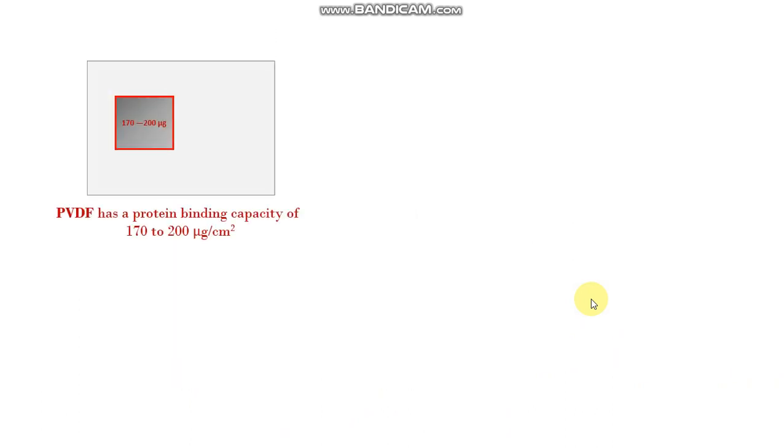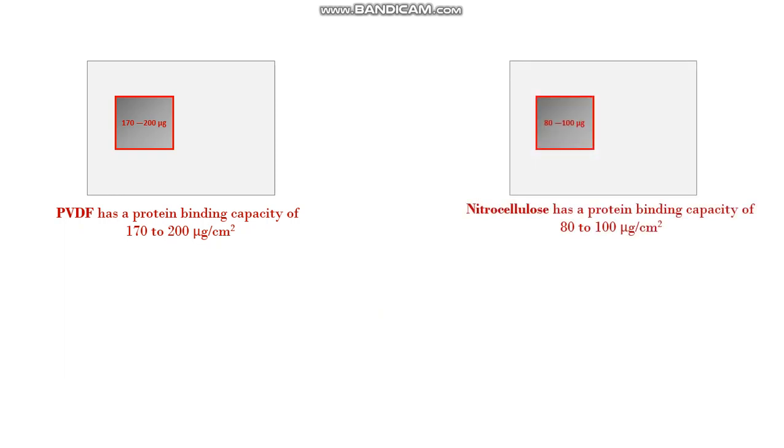Next, you need to know the binding capacity. PVDF has a protein binding capacity of around 170 to 200 microgram per square centimeter, whereas the nitrocellulose membrane has a protein binding capacity of 80 to 100 microgram per square centimeter. So if you compare, you can see that PVDF has the higher binding capacity compared to the nitrocellulose membrane.